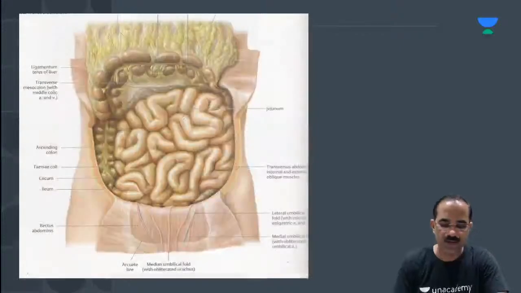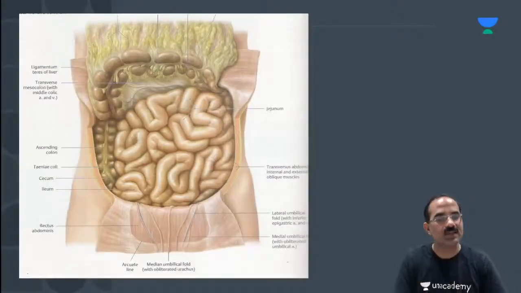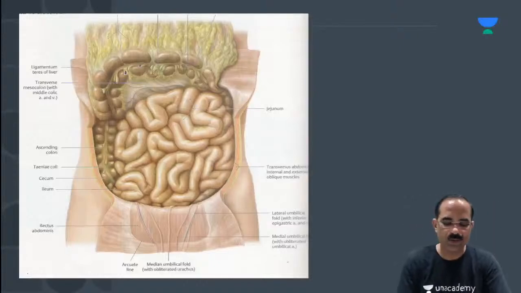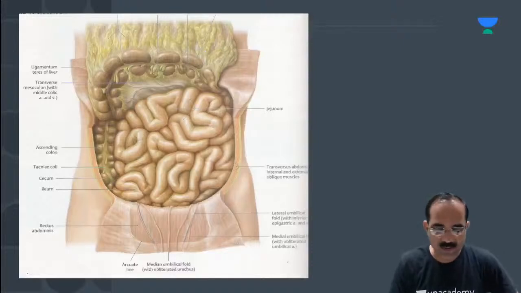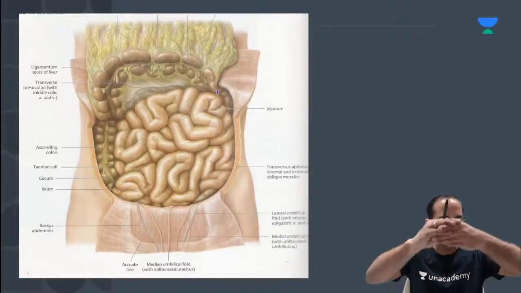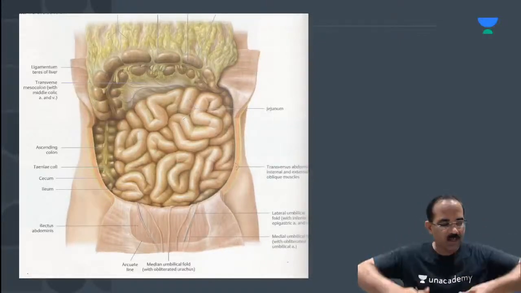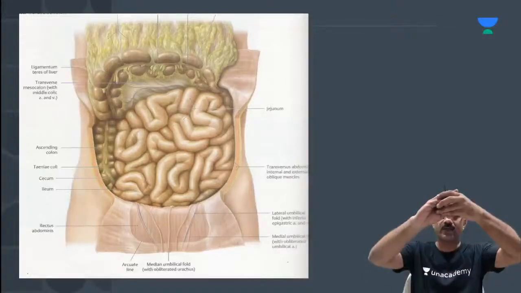Just have a look at this. Here we are. We've lifted the greater omentum. What's this now? Small intestines. And behind the stomach, who's that? Transverse colon. Now students, you can lift all the small intestines, that's okay, no problem. All the small intestines can be taken outside the abdominal cavity.